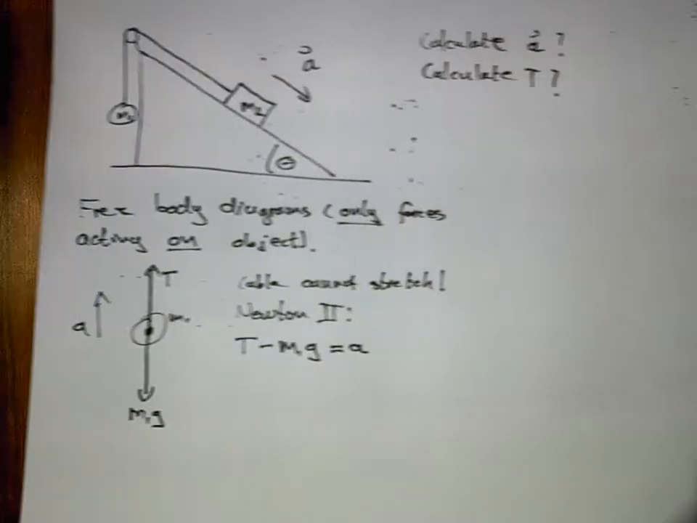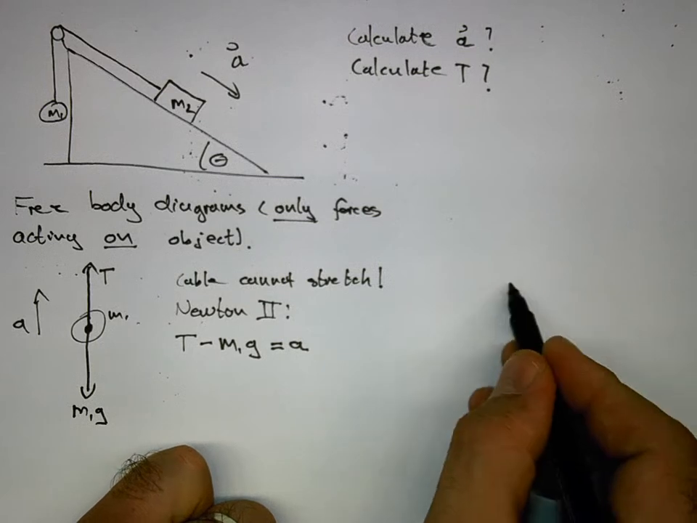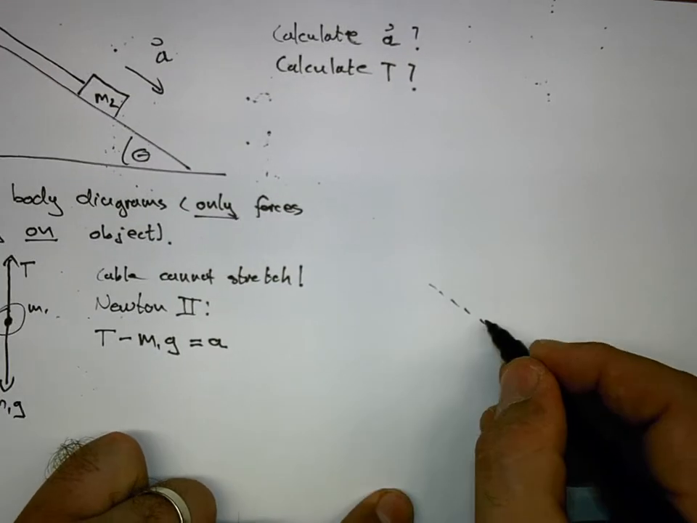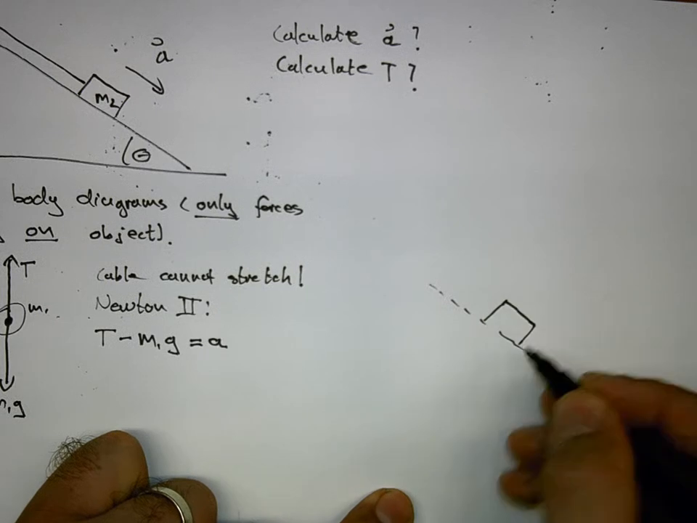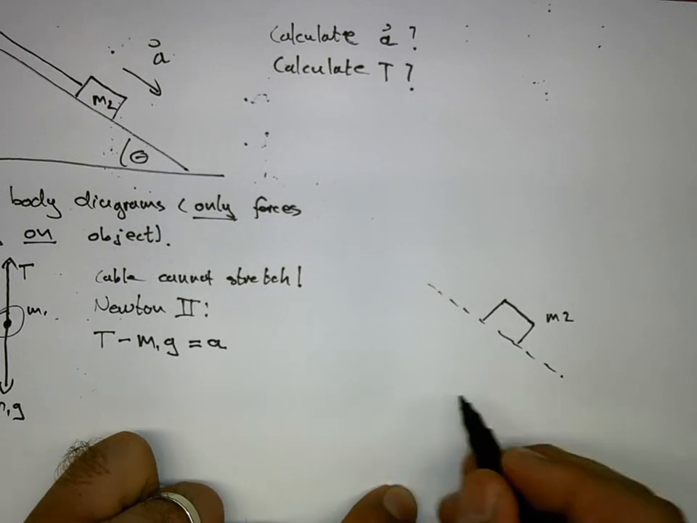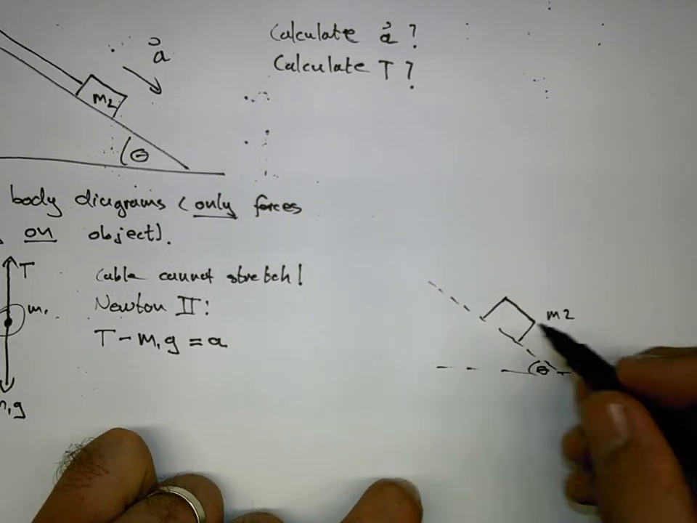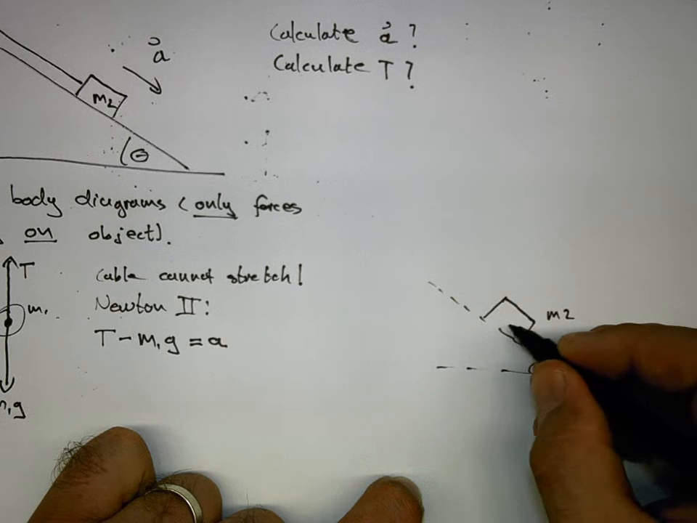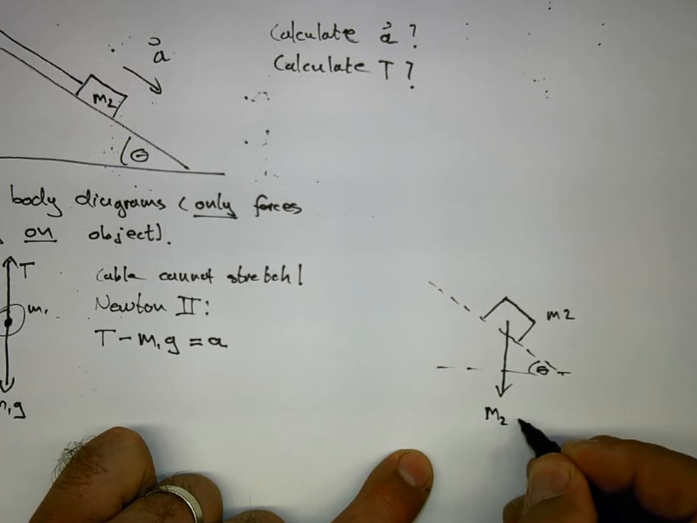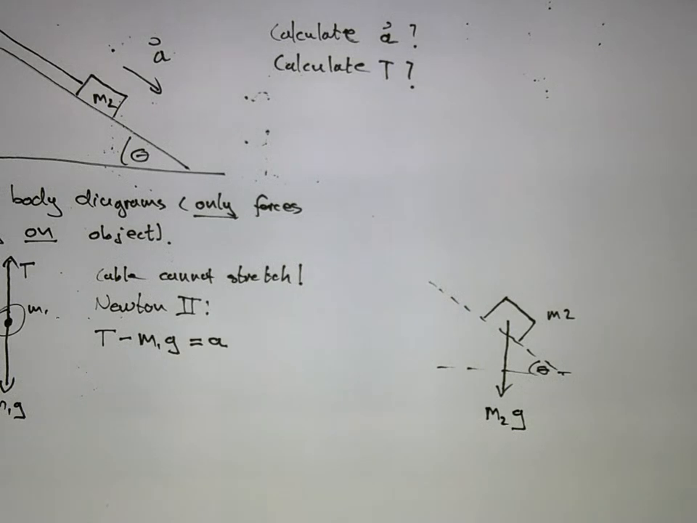Now let's look at the second mass, mass 2. So I'm just going to draw in where the inclined plane would be. So there is mass M2. Now, this is the angle theta. First of all, we know it's got mass, so it will have a weight, and that will just be equal to M2 times G, and it will act straight downwards.